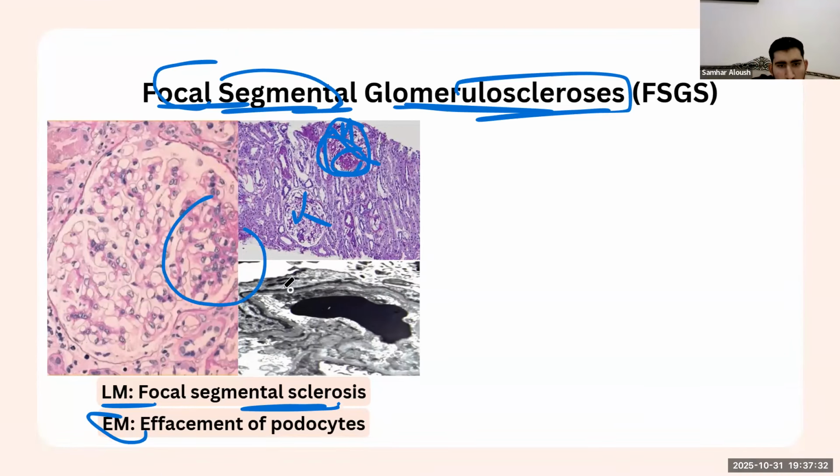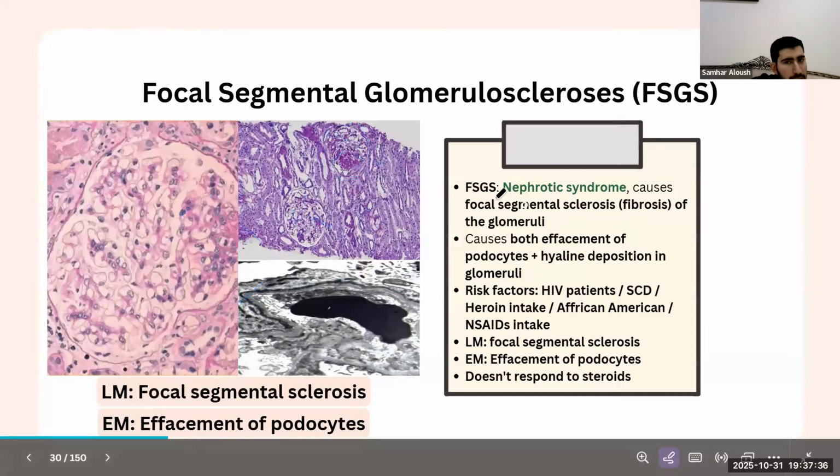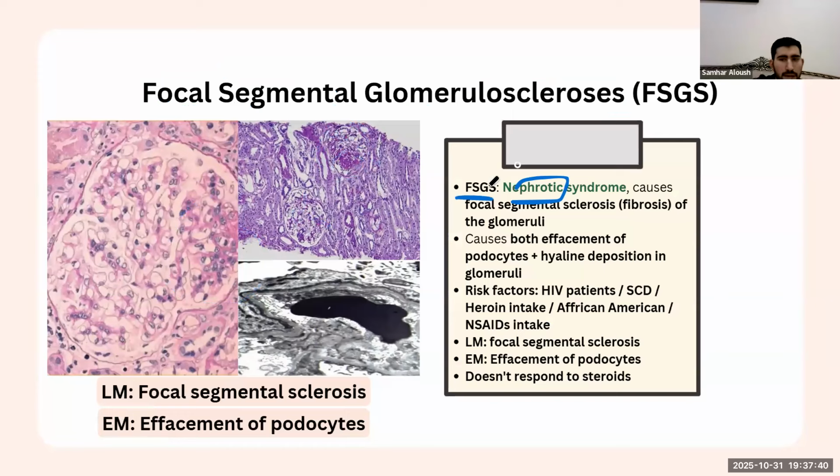So we will also here have effacement of podocytes. So you barely see any podocytes. So focal segmental glomerulosclerosis is a nephrotic syndrome, which will lead to proteinuria and stuff. It causes two things: effacement of podocytes, like minimal change disease, and hyaline deposition in the glomeruli. Hyaline is like sclerosis and fibrosis and stuff.